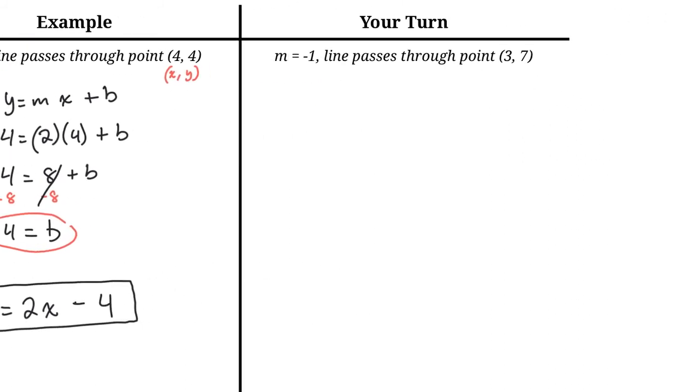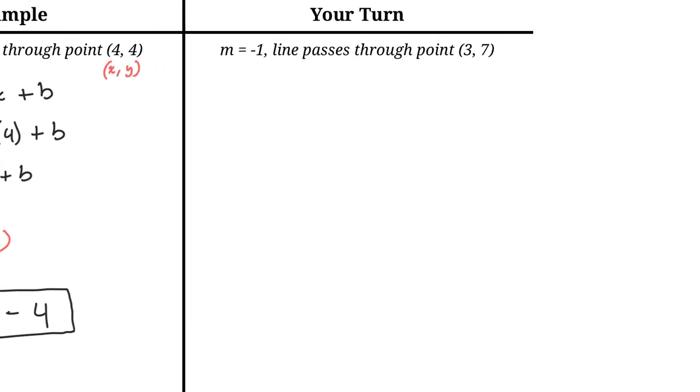So now it's your turn to try the next question. The slope here is negative 1 and it passes through the point 3 and 7. So pause the video, create your equation of the line, and come back to check your answer.